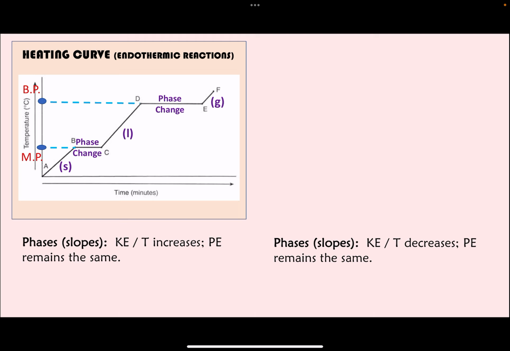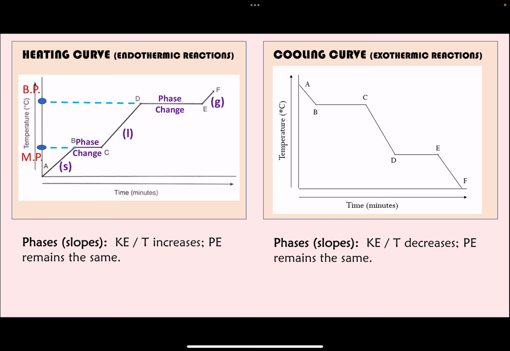Some things to remember about these is that your slopes represent the phases and the straight lines represent the phase changes. Let's look at the cooling curve as well. Now we start with the gas phase, and then we go to the liquid phase, and then to the solid phase. The straight lines once again are the phase changes. The first phase change is right there when we go from the gas phase to the liquid phase. So this temperature is going to represent the condensation point or the boiling point.